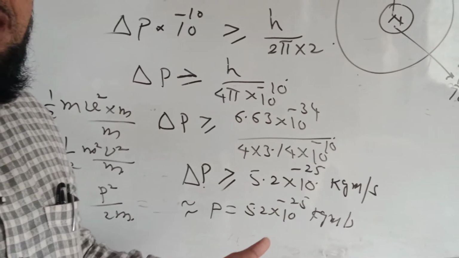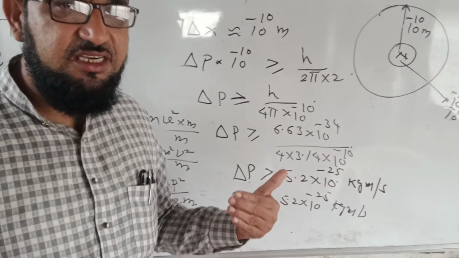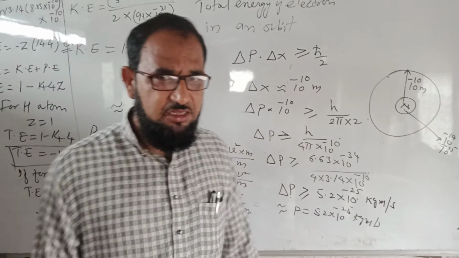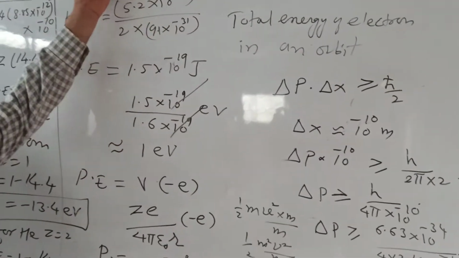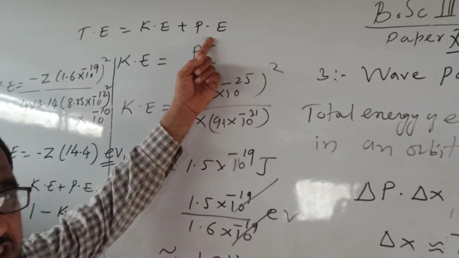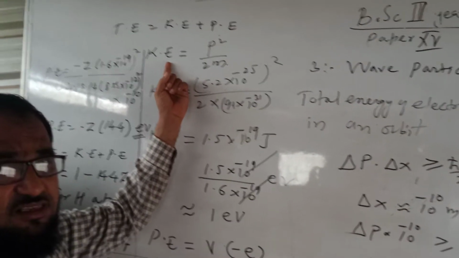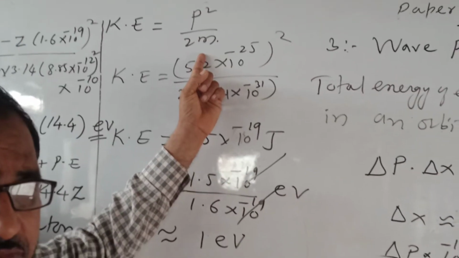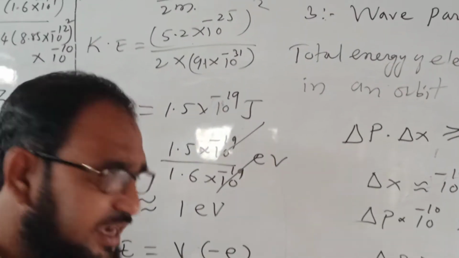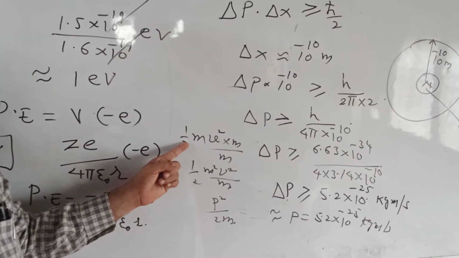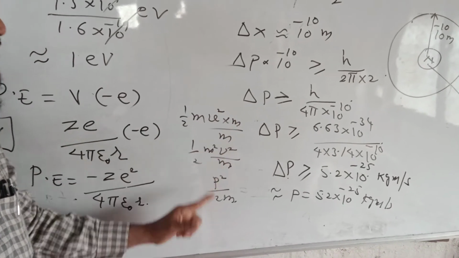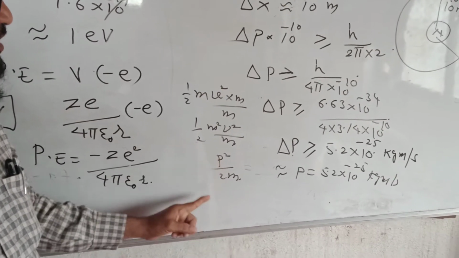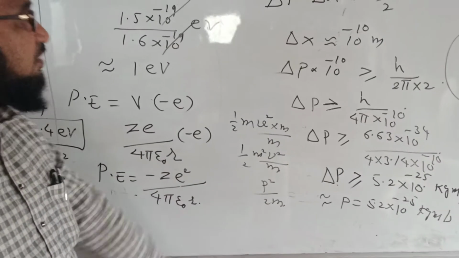And we have to calculate the total energy of the electron in an atomic orbit. Therefore, the total energy is the sum of the kinetic energy plus potential energy. Kinetic energy is given by the formula P square upon 2m. Why? Because we know that the kinetic energy is half mv square. Multiply by m and divide by m, you will get m square v square by 2m. This mv whole square is p square, since mv means momentum. So the formula for kinetic energy is p square upon 2m.